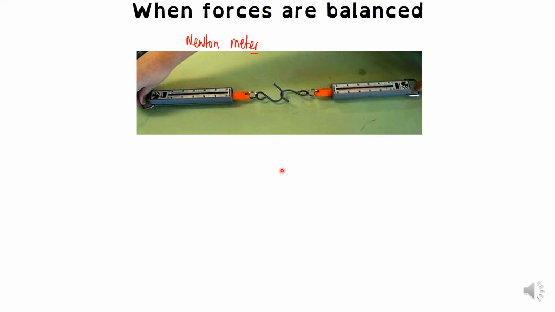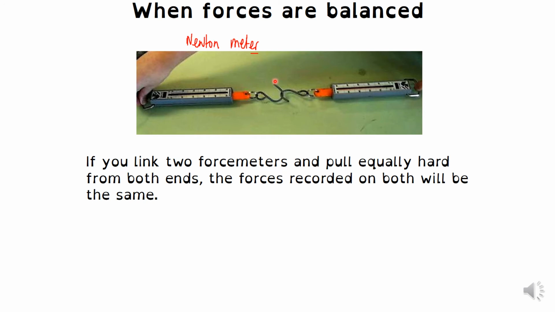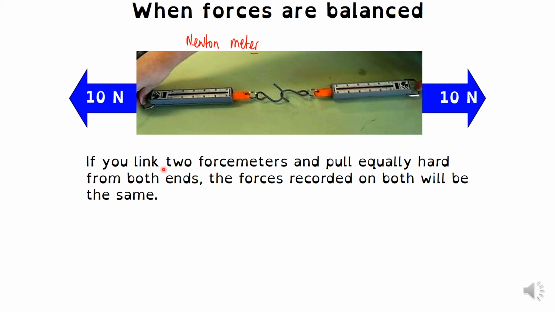Now, if we link them together as they are in the middle and pull equally hard from both ends, the forces recorded on both will be the same. So if we pulled with a force of 10 newtons on the left and 10 newtons on the right, then they would read 10 and 10. And overall, those hooks in the middle, the Newton meters, wouldn't go anywhere because the forces are balanced.